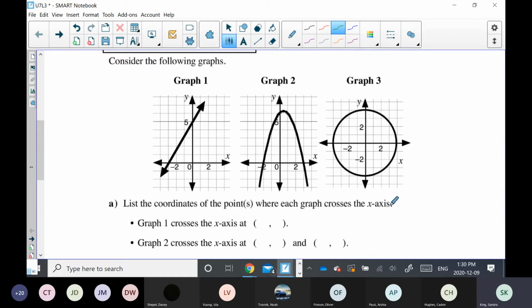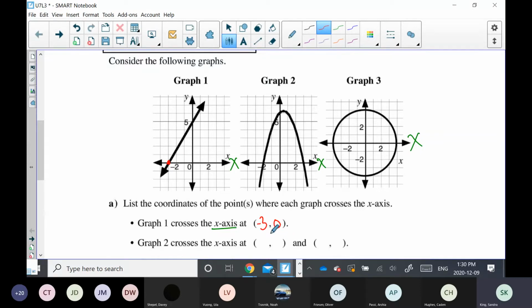This first one says, list the coordinates of the points where each graph crosses the x-axis. Remember, the x-axis is always this horizontal axis. Graph 1 crosses the x-axis at, so put a dot on your x-axis where the graph cuts the x-axis. And that coordinate is -3, 0.